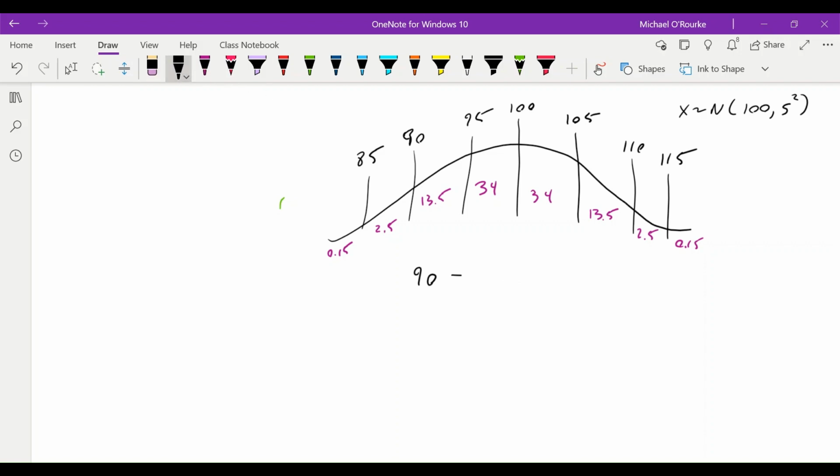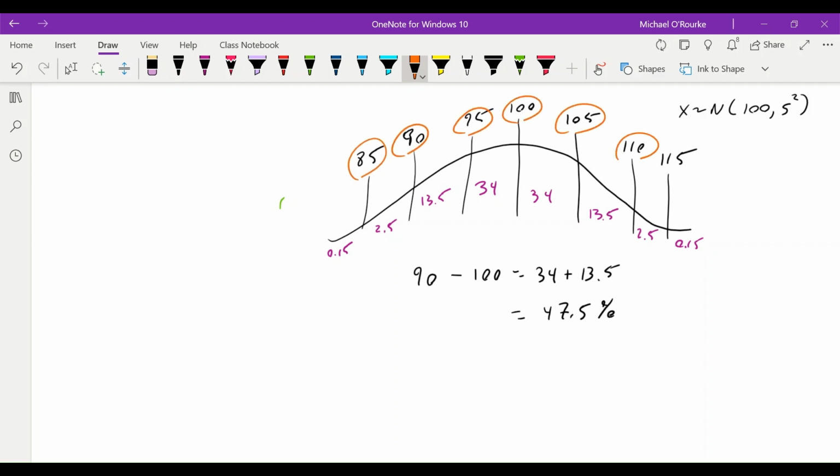I was thinking 68, and I wrote down 30. So let's go between 100 again. This would be 34 plus 13.5, which would equal 47.5%. That would land between 90 and 100. And this is perfect for when we want answers that hit right on the dot. If they hit exactly on a standard deviation, it works perfect. And this is good for making estimates, right? Using standard deviation.